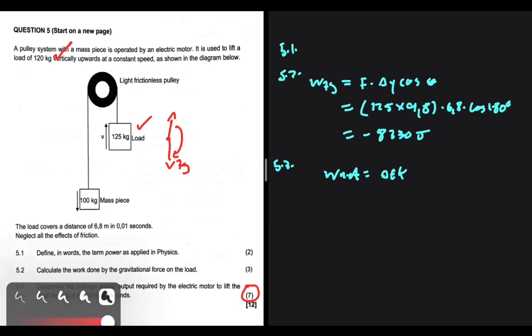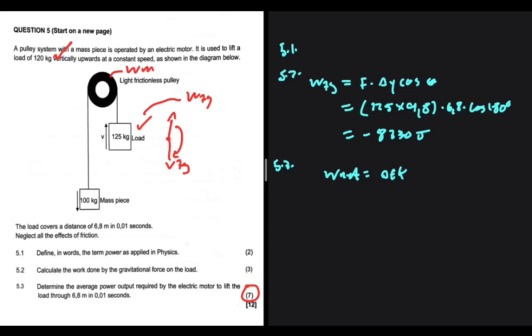But let's look at the forces that are acting on this system. We have the work done by gravitational force on the load, and we have the work done by the motor. The mesh piece is doing positive work. It is going down, and there's gravitational force on it that is also going down. So the work there is positive. We can set up our equation in the following way. The work done by the motor plus the work done by the mesh piece plus the work done by Fg on the load is equal to 0. We want the work done by the motor. We have the work done by Fg on the load. We just need to find the work done by the mesh piece.